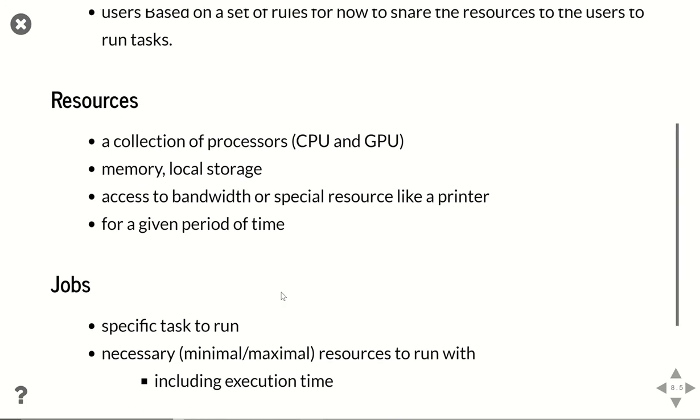And so the resources are fairly simple: a collection of processors, CPU, GPU, memory, local storage, can also be access to bandwidth or special resources like a printer. So if you have a 3D printer in a lab, you don't want three people trying to use it at the same time. And so you could have this as part of your queue system so that you have access to it for a fixed amount of time. And then someone else gets access to it.